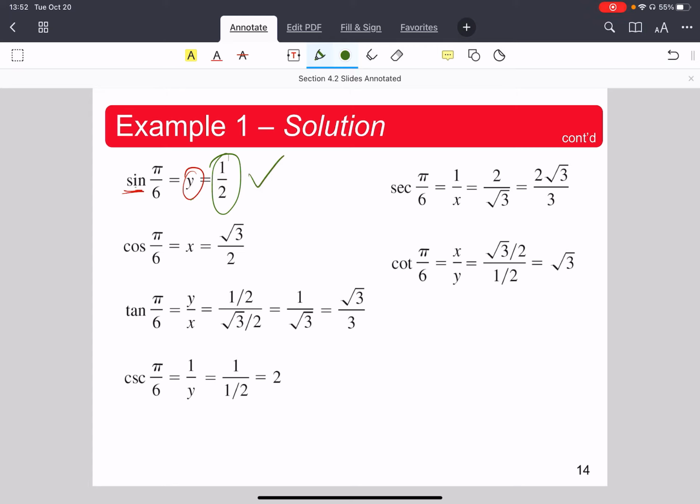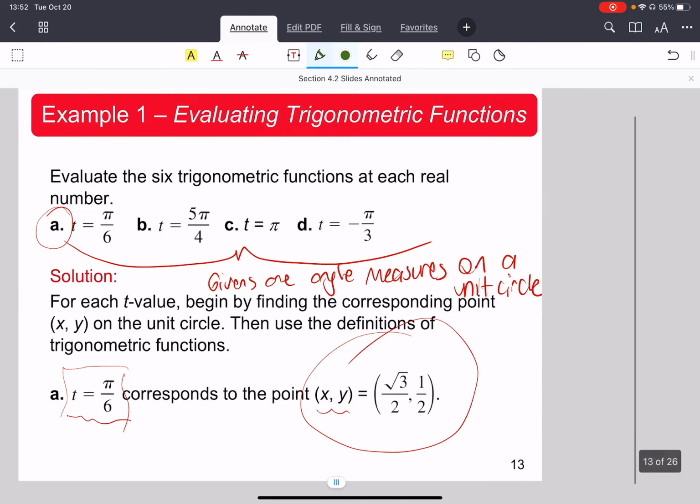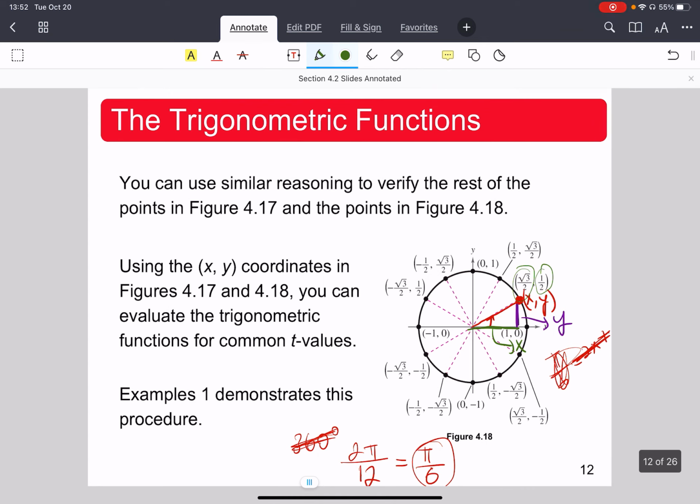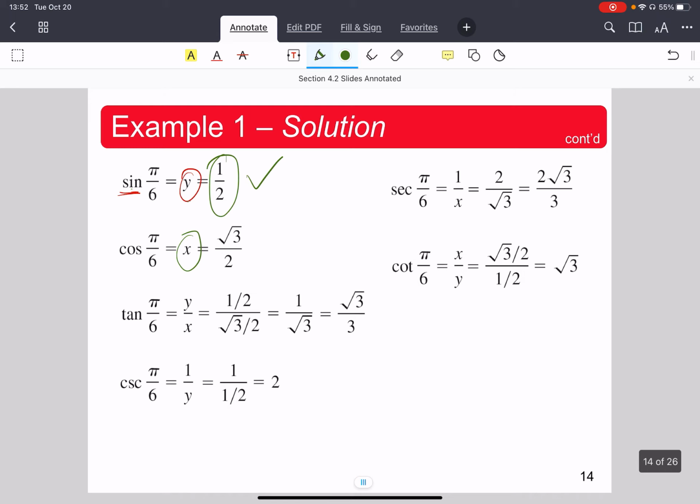Cosine of pi over 6, because we know cosine is always the x, always the horizontal distance, then we go back and realize that the horizontal distance x is square root of 3 over 2. So cosine of that angle must be square root of 3 over 2. Similarly, I'm going to do tangent. Tangent of pi over 6 is going to be y over x, because that's the definition for tangent. And because we know y is 1 over 2 and x is square root of 3 over 2, then that ratio is what tangent of pi over 6 is, which is square root of 3 over 3.